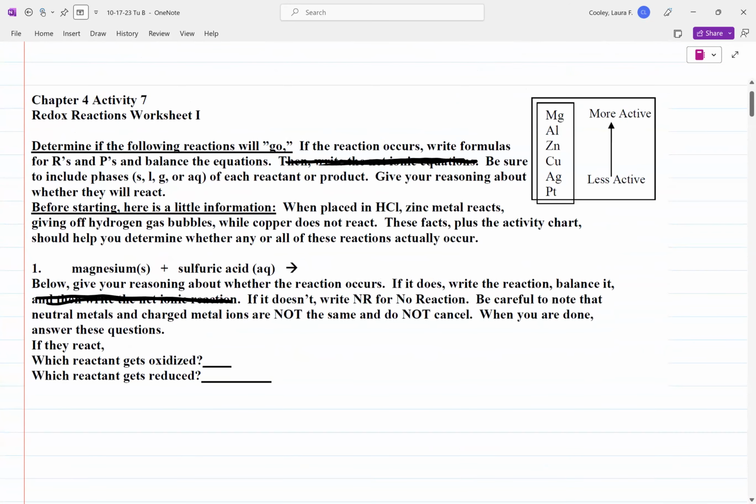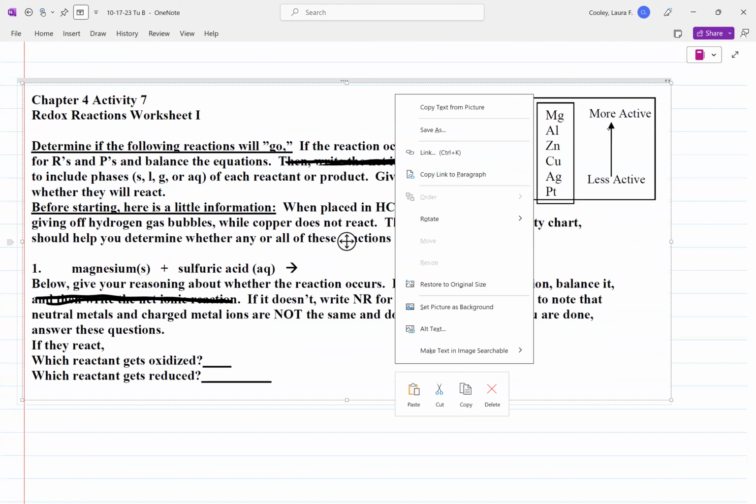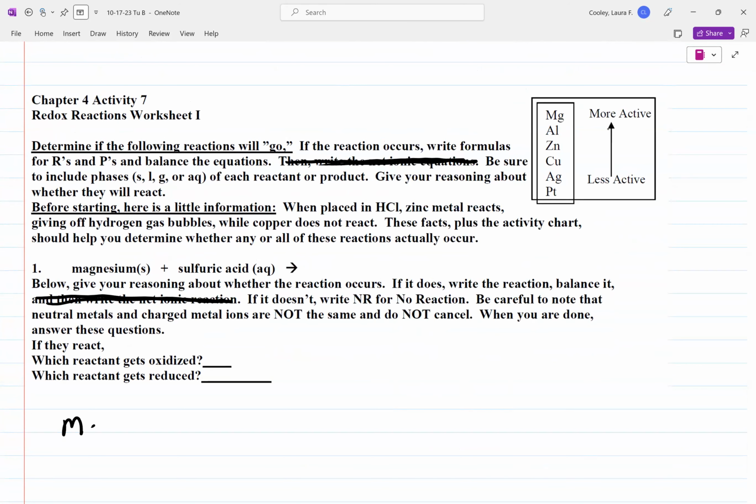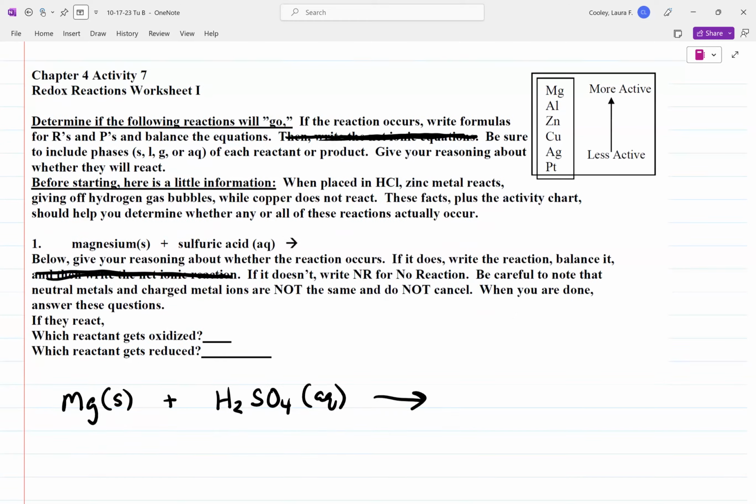Okay, so magnesium and sulfuric acid. Let's just, I'll work on this first one with you. That's Mg solid. What's sulfuric acid's formula? You have to memorize these. That's it. H2SO4. So what happens here?